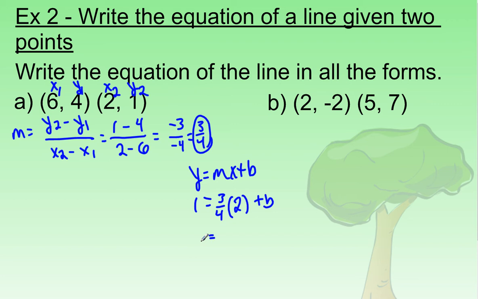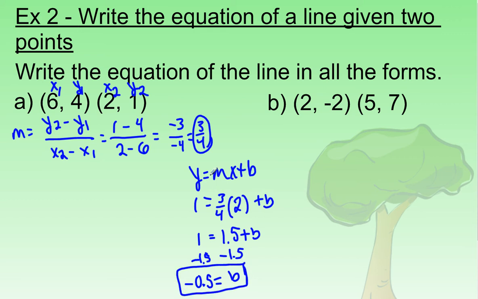Okay, let's do some math. 3/4 times 2 is 1.5. You don't have to take my word for it. You can use a calculator, but I'm right. And then I'm going to get the b by itself, so I subtract 1.5 from both sides. Whoa, 0.5. And b equals negative 0.5. So I have now a slope, I have an intercept, I have everything I need to write my equation in slope-intercept form.